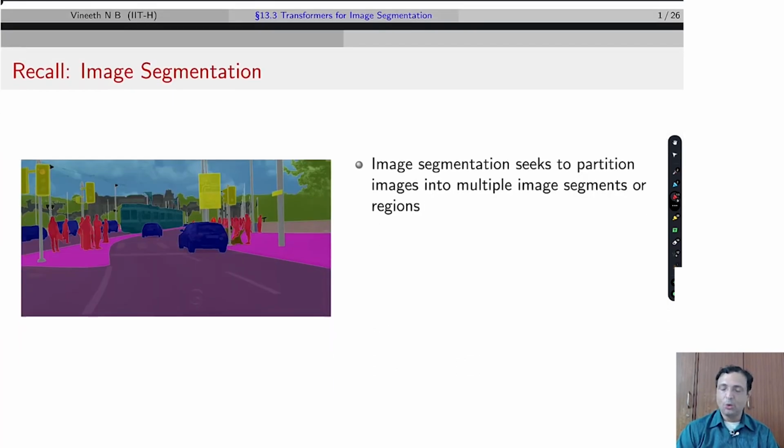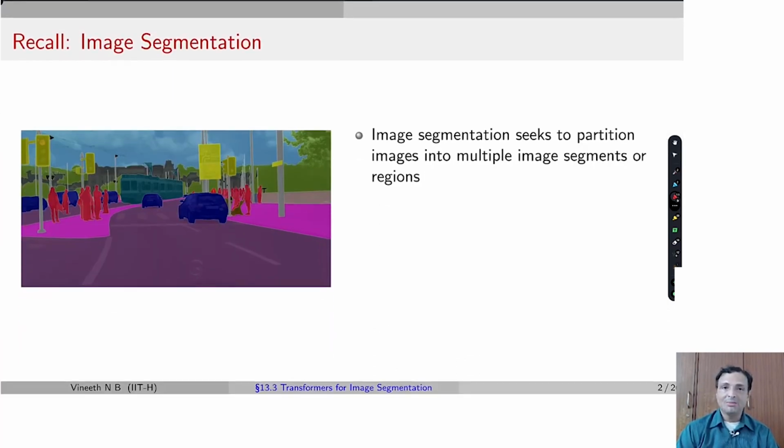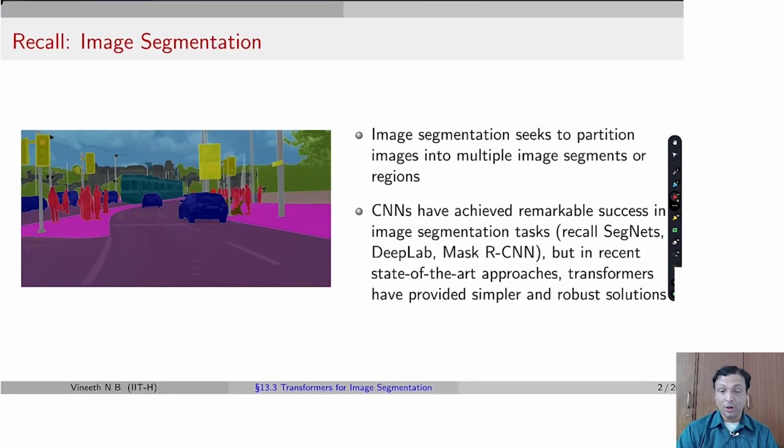A few weeks ago, you may recall that we spoke about methods for image segmentation. Image segmentation seeks to partition images into different image segments, each of which are associated with certain object classes. If you recall, we spoke about CNN models like SegNets, DeepLab, MaskRCNN and so on, which did quite well on semantic segmentation and related tasks.